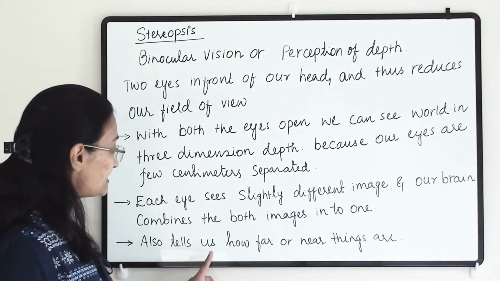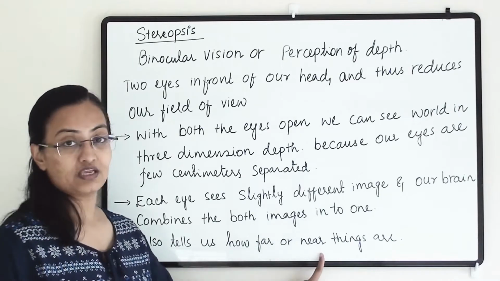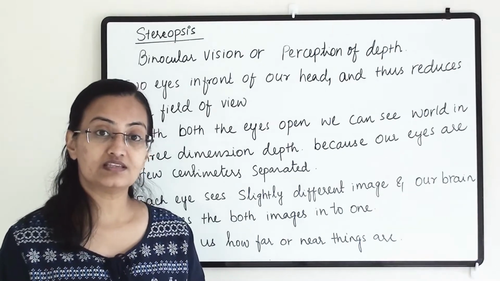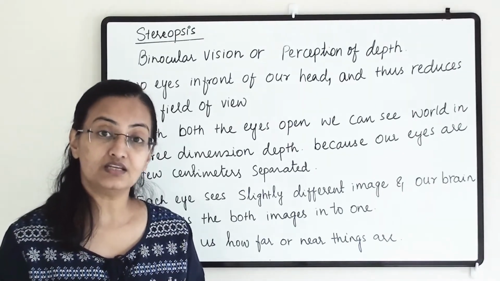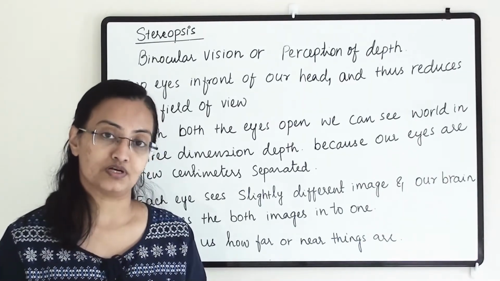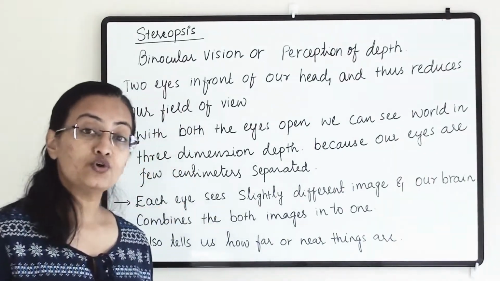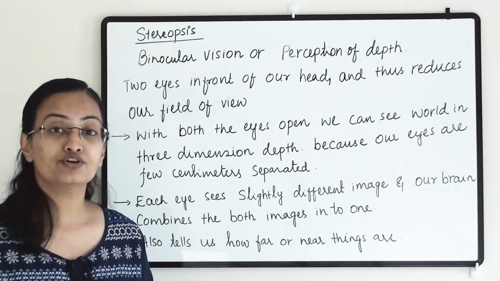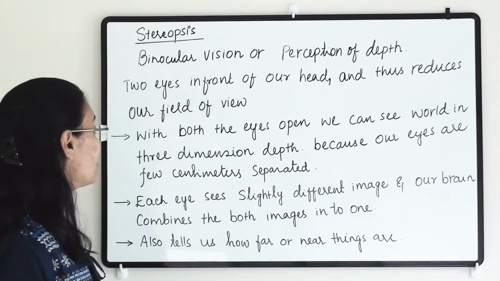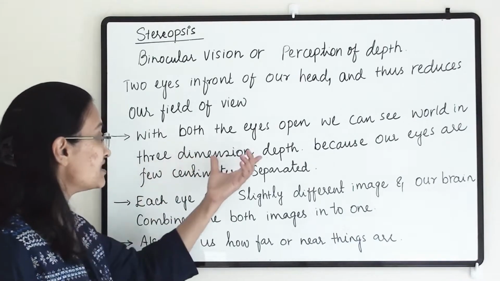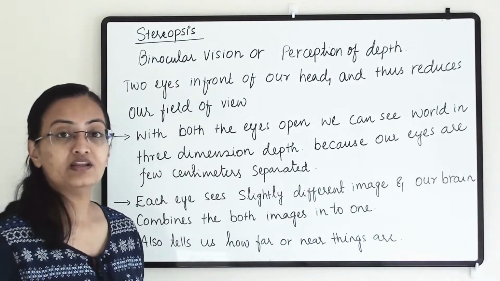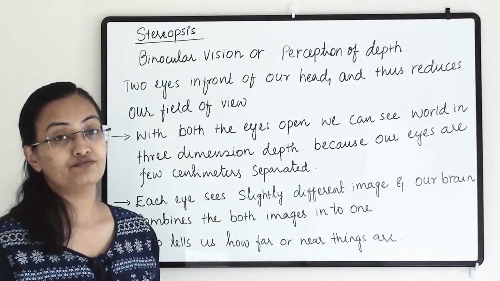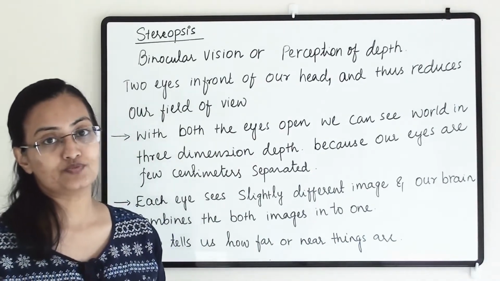And it also tells us how far or near things are, and the brain processes the information for us on whether a thing is lying near to us or far from us. So this is stereopsis, in which our 2 eyes, situated at the front of our head, enable us to see 3-dimensional depth and take a perception of the depth. That phenomenon is known as stereopsis.